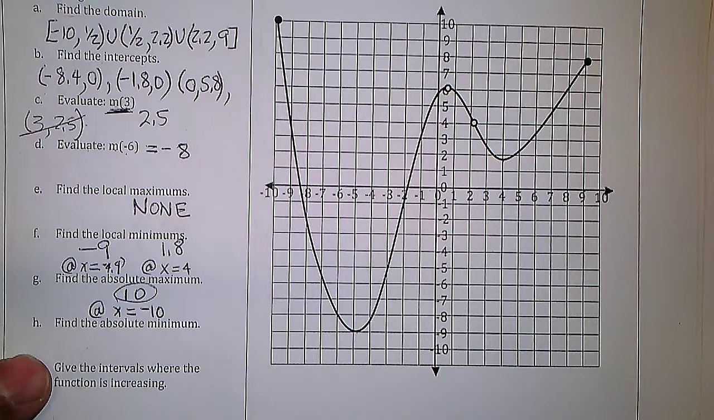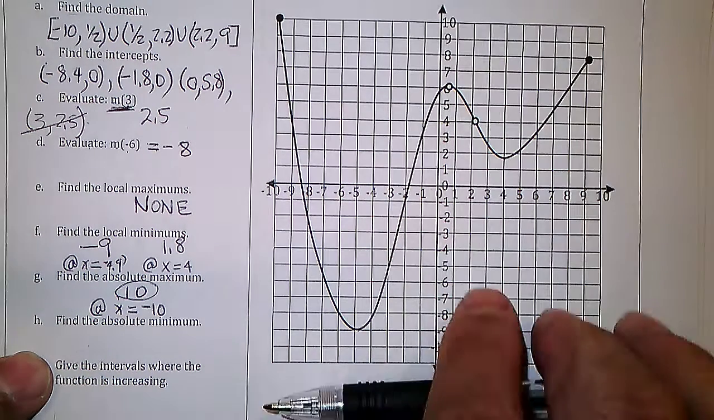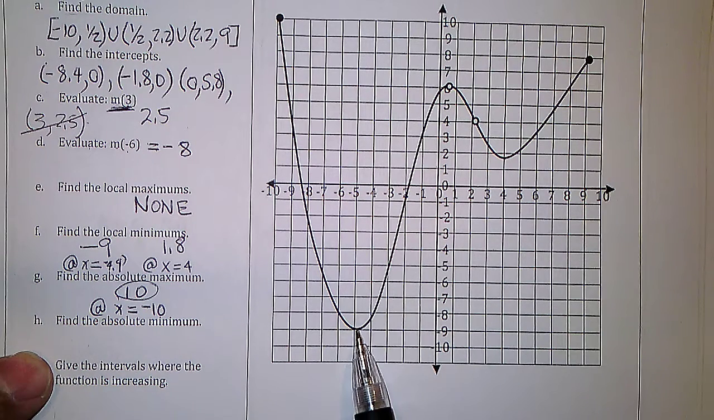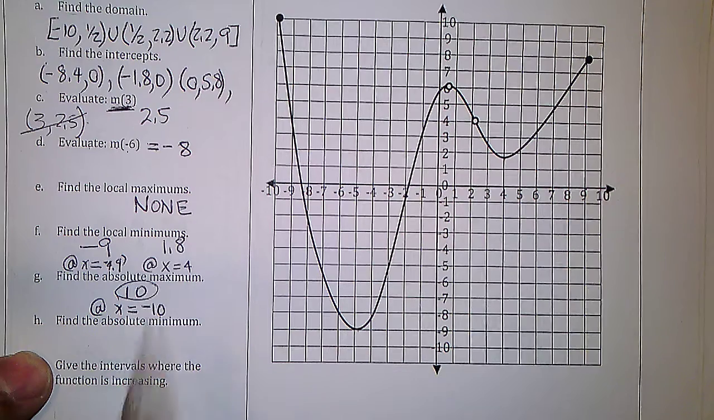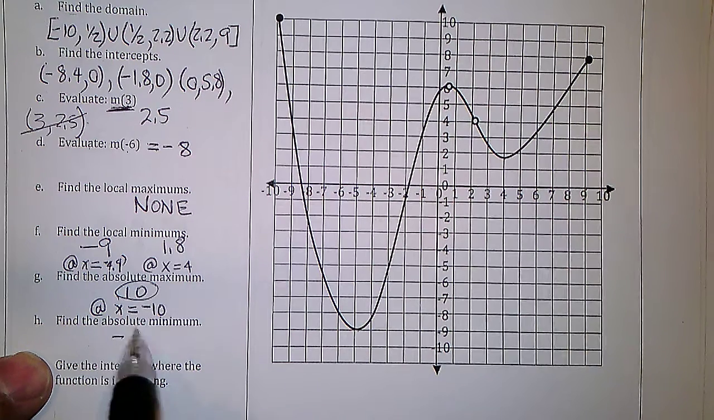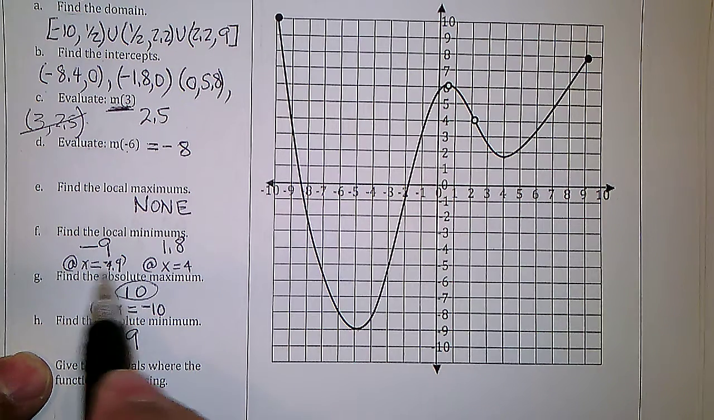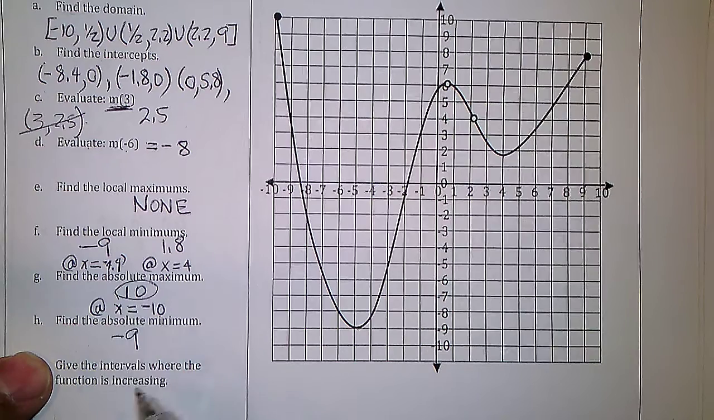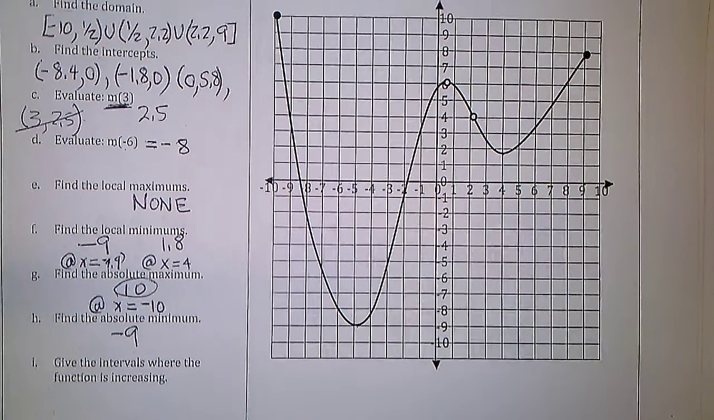What's the absolute min? Is there a very lowest place we can be on this graph? Yep, it's negative 9, and we could be there. It happens to be a local minimum too, but the absolute minimum is negative 9. You can tell me at x equal negative 4.9, but all you need is the value.